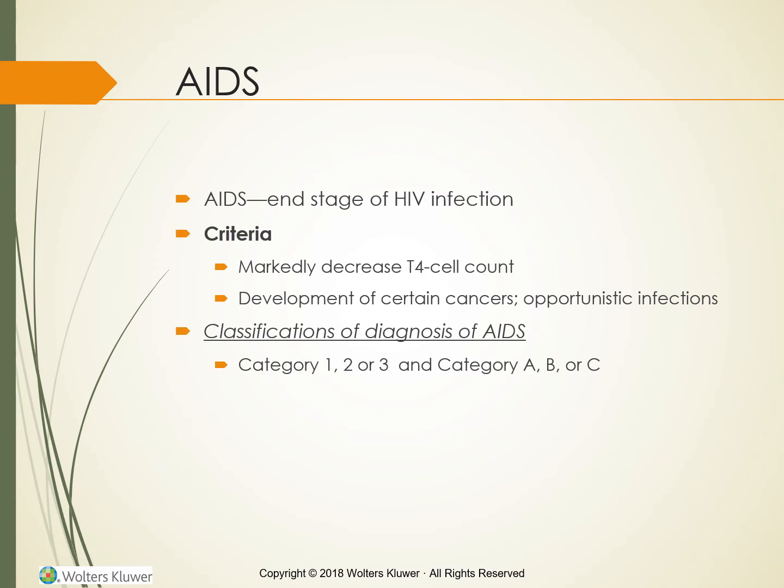isosporiasis for more than 1 month, Kaposi sarcoma, lymphoma, Burkitt's or equivalent, immunoblastic or equivalent in the brain and primary, Mycobacterium avium complex or Mycobacterium kansasii, disseminated or extrapulmonary, Mycobacterium tuberculosis, any site, pulmonary or extrapulmonary, Mycobacterium, other species, Pneumocystis carinii pneumonia, pneumonia recurrent, progressive multifocal leukoencephalopathy, Salmonella, septicemia, recurrent, toxoplasmosis of the brain, and wasting syndrome. This table is on page 583.